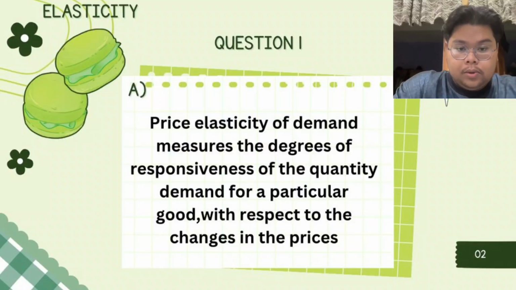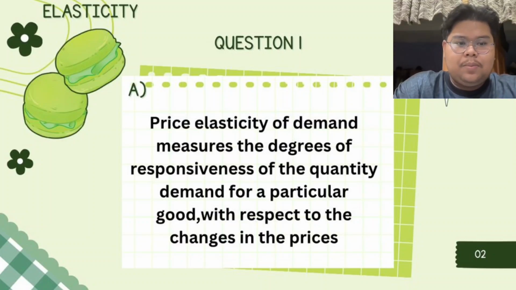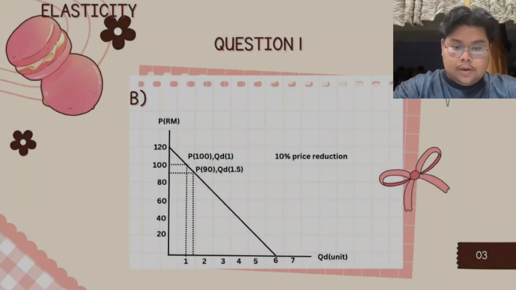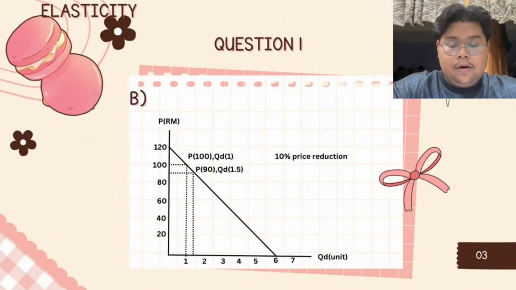So let's move to our question number 1B. The question is, how will the 10% price reduction impact the demand for the sedan considering the PED of 1.5? Explain your answer by using a relevant graph. Okay, so let's move to our graph in the slide.